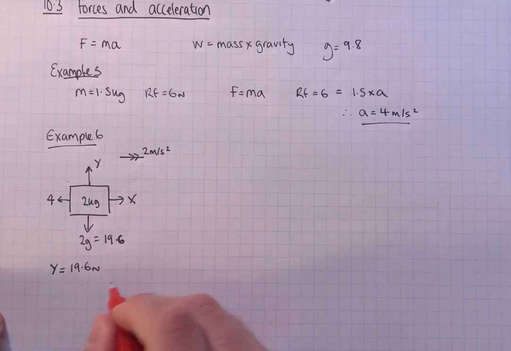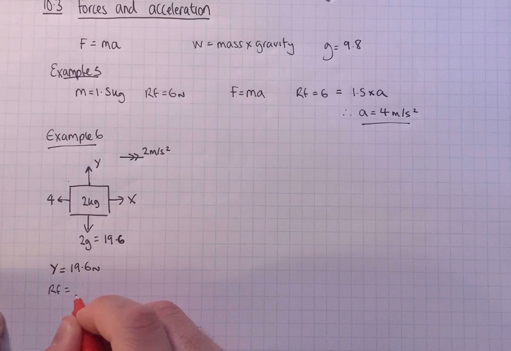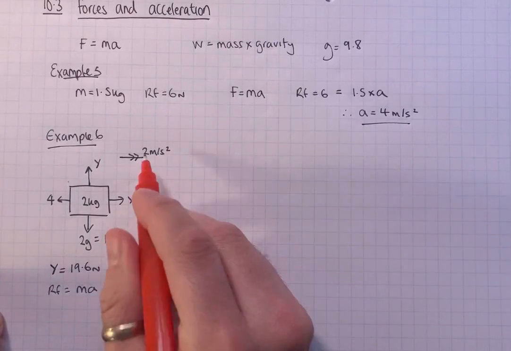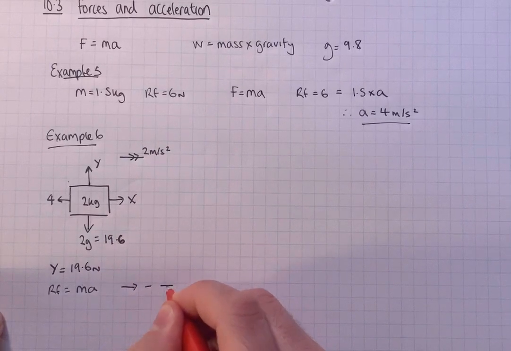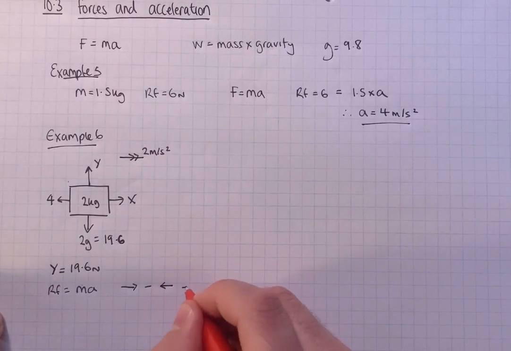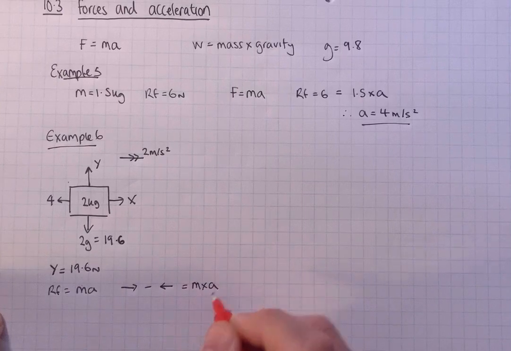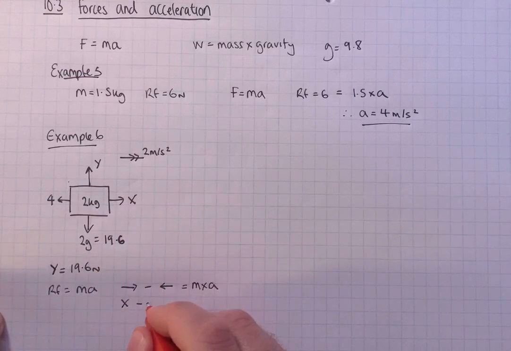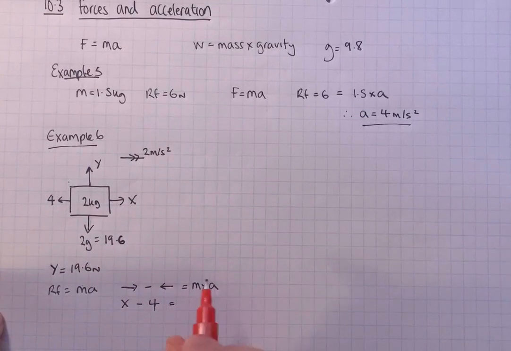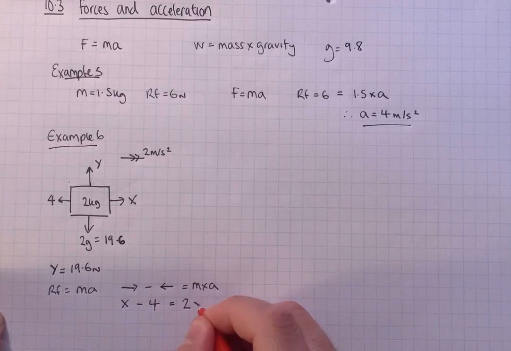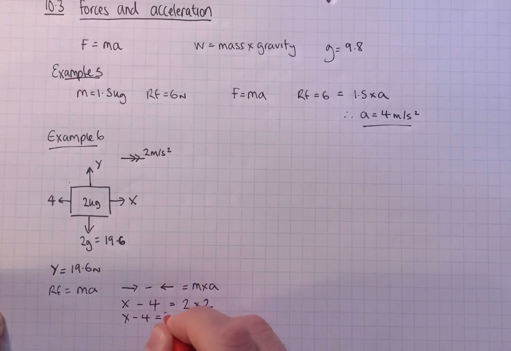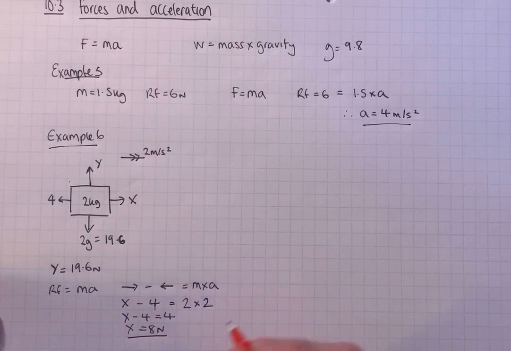So using resultant force F equals ma, that means all the forces in the direction of the acceleration to the right minus all the forces in the opposing direction must be equal to m times a. That gives us X to the right minus 4 to the left must be equal to m, which is 2, times acceleration, which is also 2. So X minus 4 equals 4, meaning that X must be equal to 8 newtons.